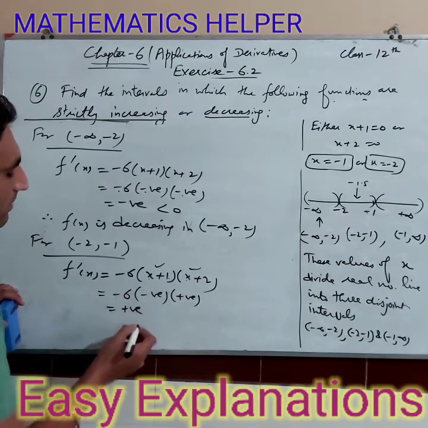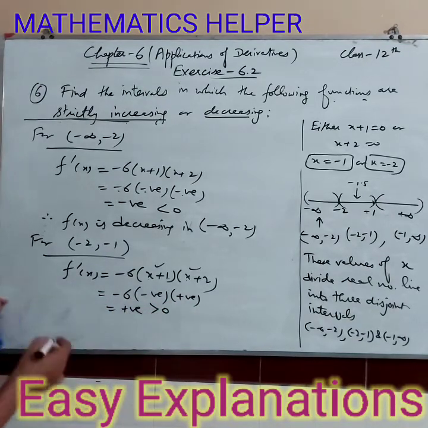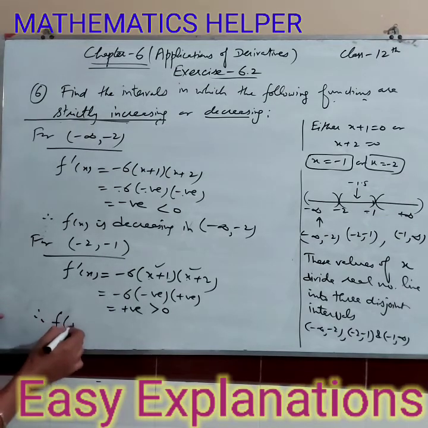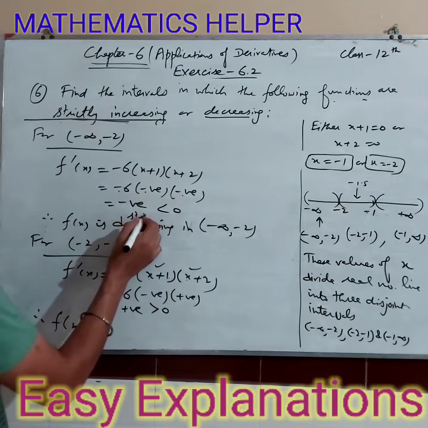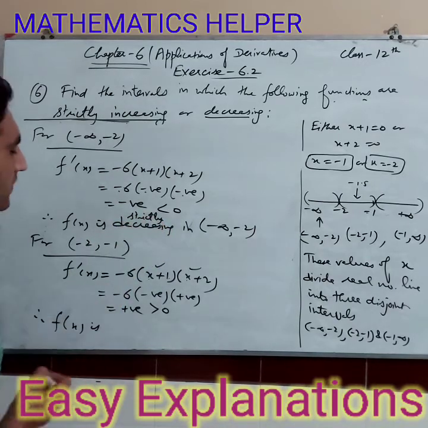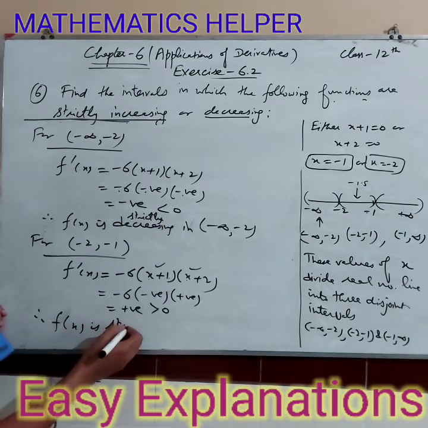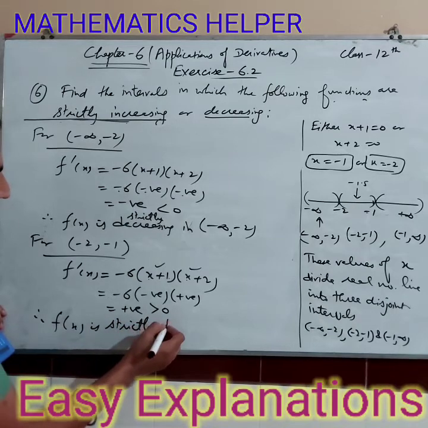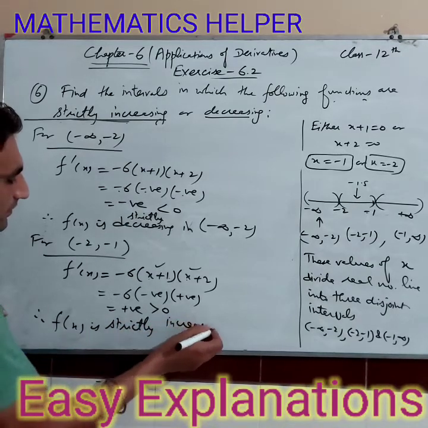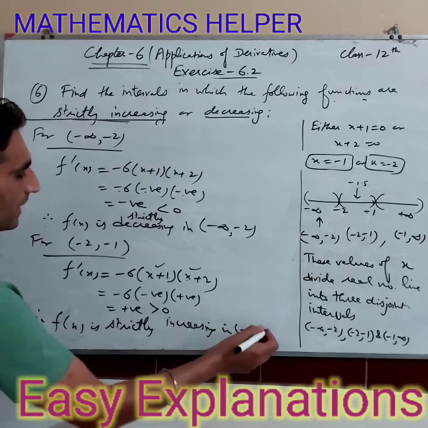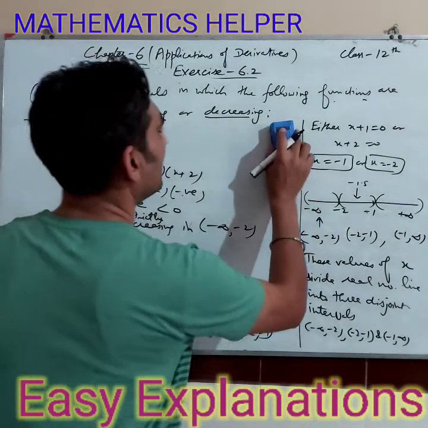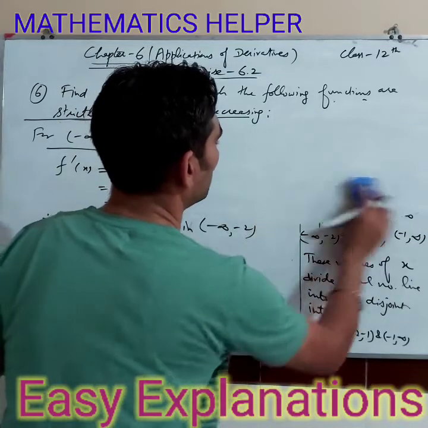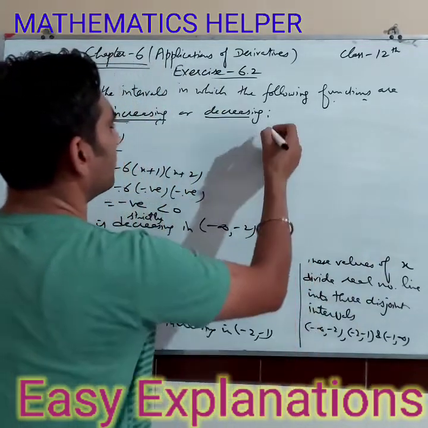So our whole answer will be positive, or greater than 0. Therefore f(x) is, I used the word decreasing, it is actually strictly, so you use the word strictly here, strictly increasing in this interval from minus 2 to minus 1. Now we will go for the next calculation, which is about the third interval, from minus 1 to infinity.